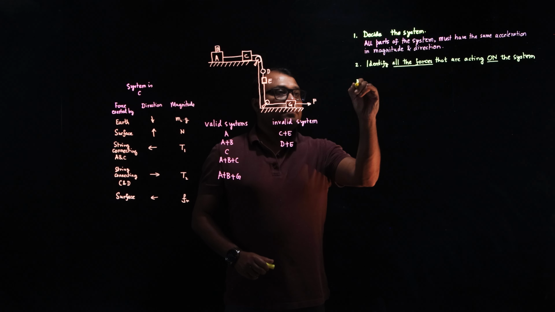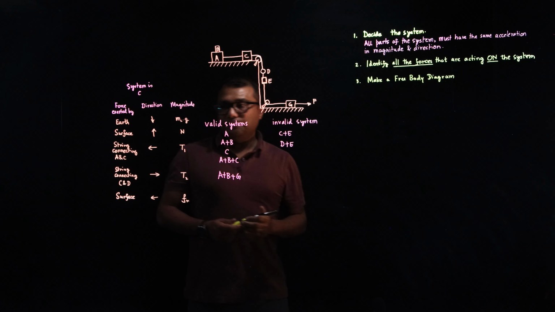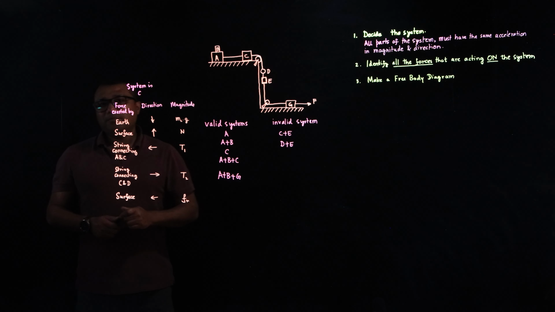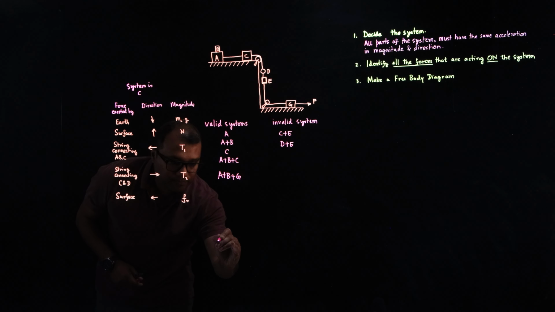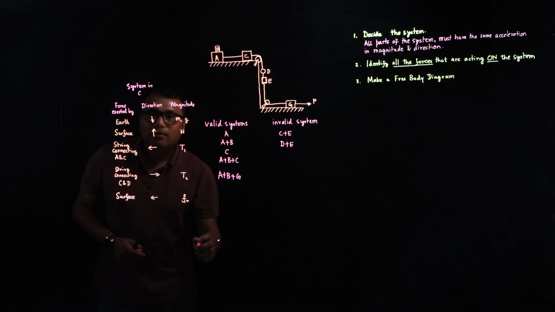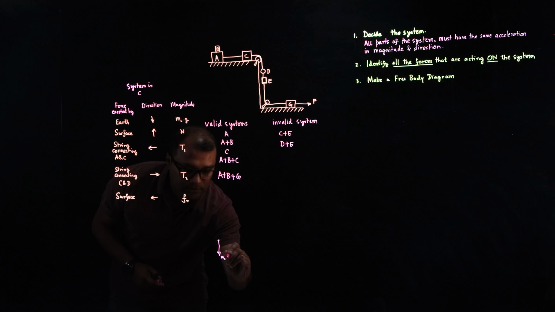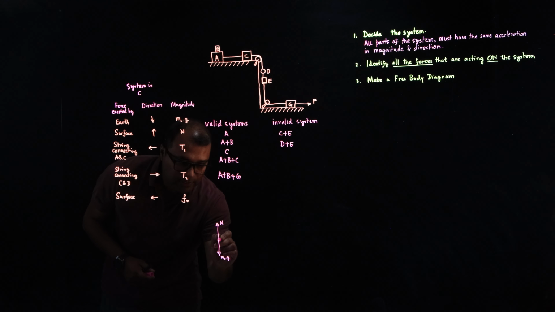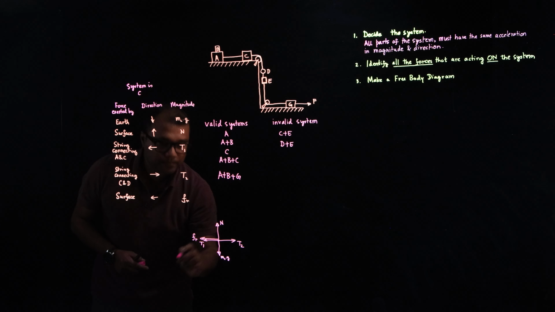Step number three is make a free body diagram. Now, if we have listed down all the forces that are acting on the system, drawing a free body diagram is simple. We can just extend this. So, for example, in our example for my system C, all the forces we can write. So this is mass times g. There is a normal reaction N. There is tension in the string T1, there is tension in the string T2, and there is friction in this direction as well, Fr.